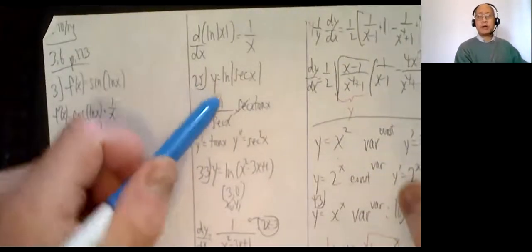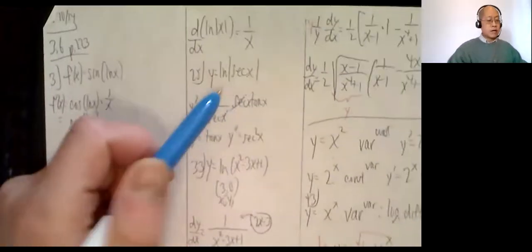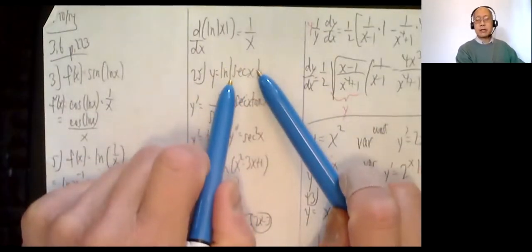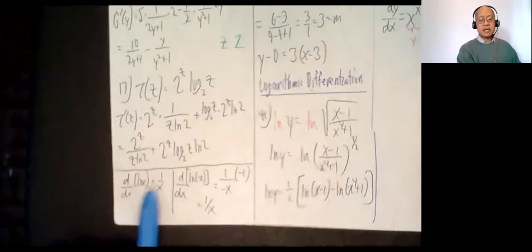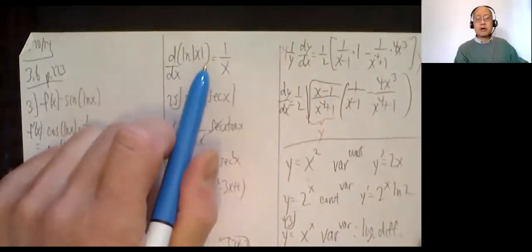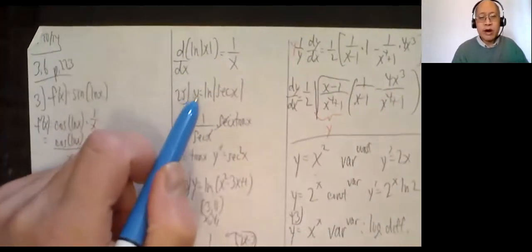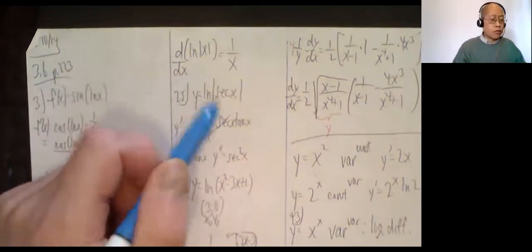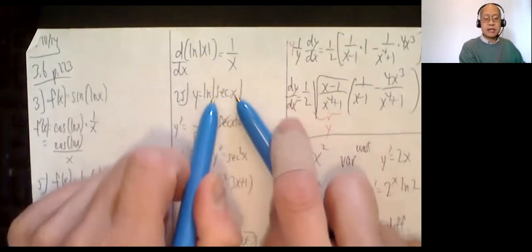So example 25, y equals ln absolute value of secant x. Truth be told, if I had parentheses, I would do the exact same thing. We now know if you have ln x, the derivative is 1 over x. But if you have ln absolute value of x, the derivative is still 1 over x. So you just do the same thing. And what do I do with the absolute value? Don't worry about it for now. It's the same derivative as if I have parentheses.